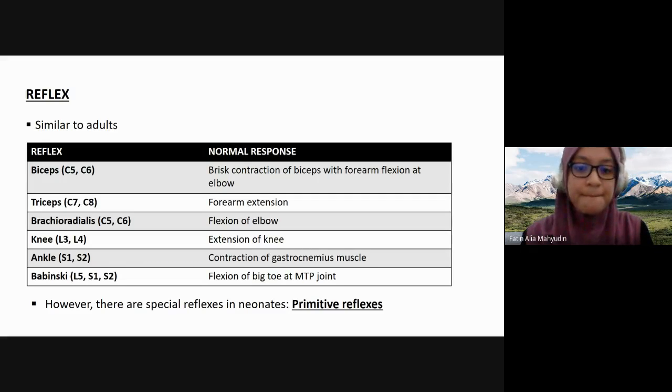Okay. So next, there are special reflexes that we can see in neonates, which we call primitive reflexes. Okay.